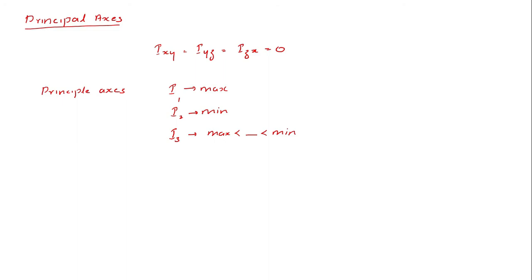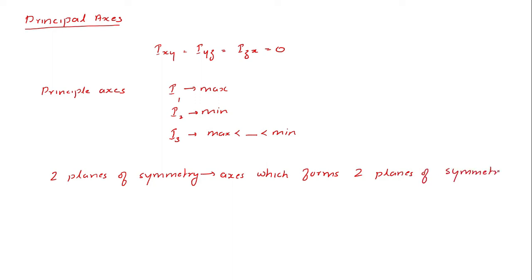How do we identify the principal axis for a body that has some symmetry? Okay, now if there are two planes of symmetry, okay, if there are two planes of symmetry with respect to a point, then the axis which forms the two planes of symmetry will be the principal axis.